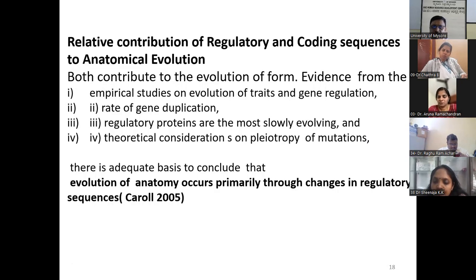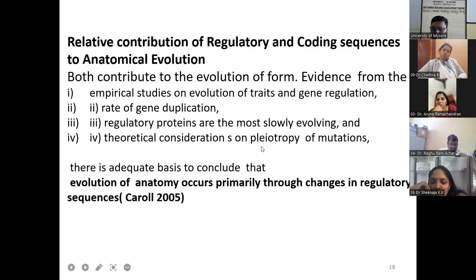Therefore, we now can say that the contribution of regulatory and coding sequence in anatomical evolution constitutes an empirical evolution of traits, gene regulation, and the rate of gene duplication. Regulatory proteins are slowly evolving compared to point mutation, as I told you. If there is a point mutation, you can find its expression in the next generation, if it is heritable. But if it is a regulatory protein, you can find that a new species evolves and the genetic change is huge. Therefore, compared to the point mutation, mutations in regulatory proteins evolve very slowly, depending on the evolution rate that is occurring in a given environment.